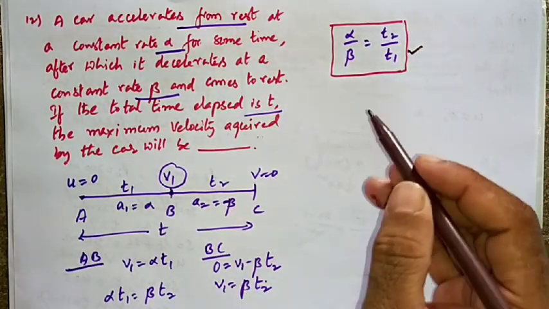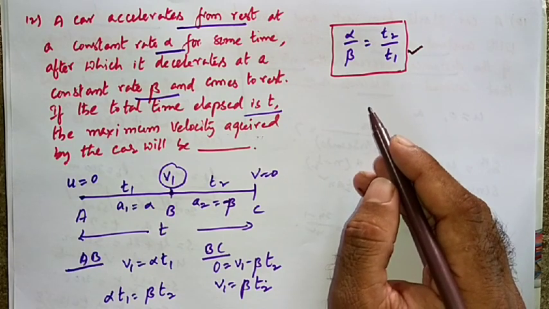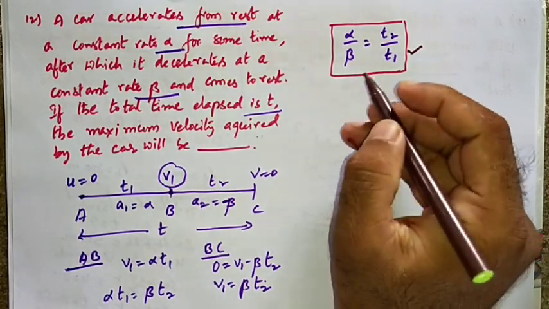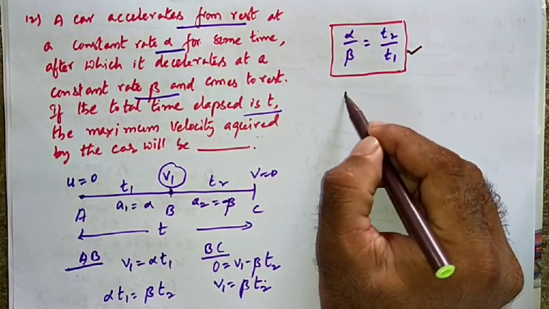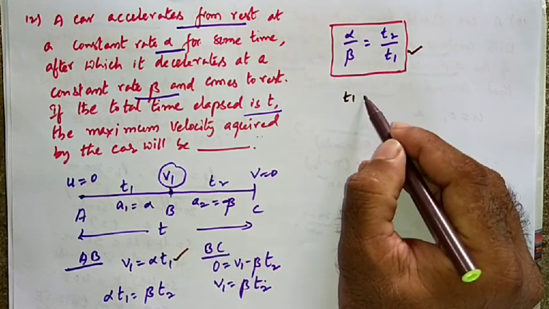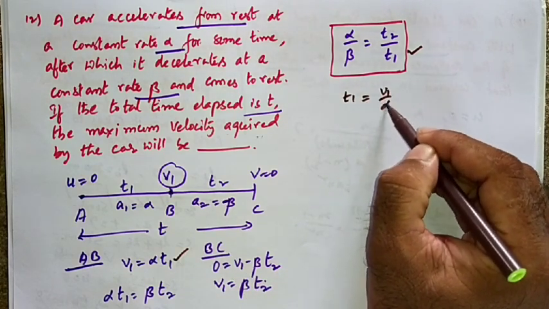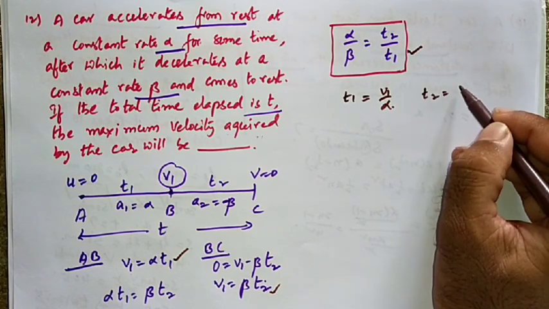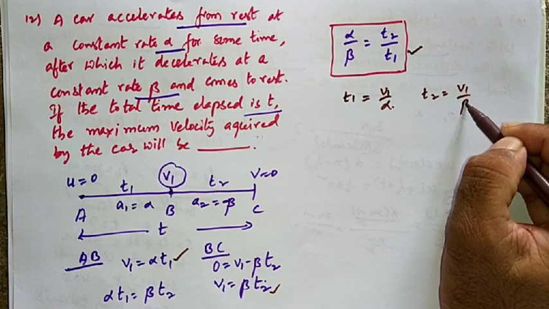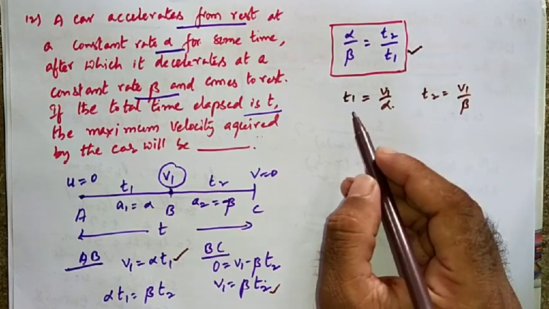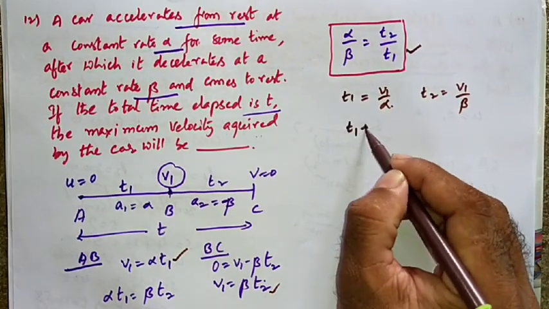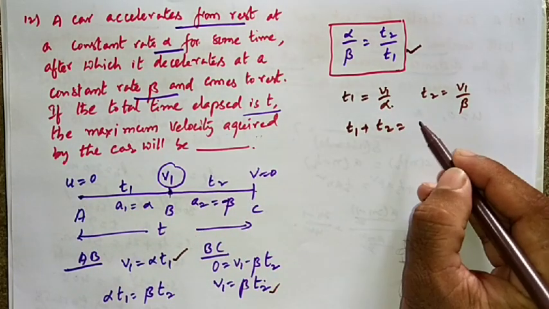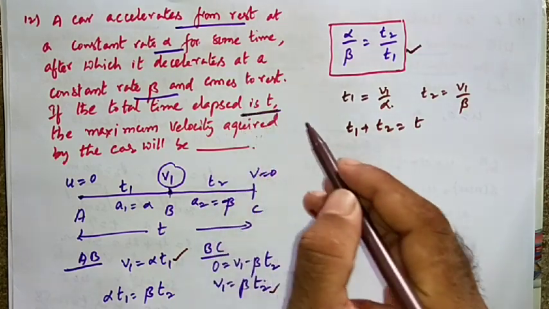This is not required now, but for our convenience I am deriving this. Now from this equation I can write T1 is equal to what? V1 by alpha. Yes or no? From this equation T2 is equal to V1 by beta. Yes or no? Now T1 plus T2 is equal to how much? T1 plus T2 is T, already given in the question. The time elapsed is T.